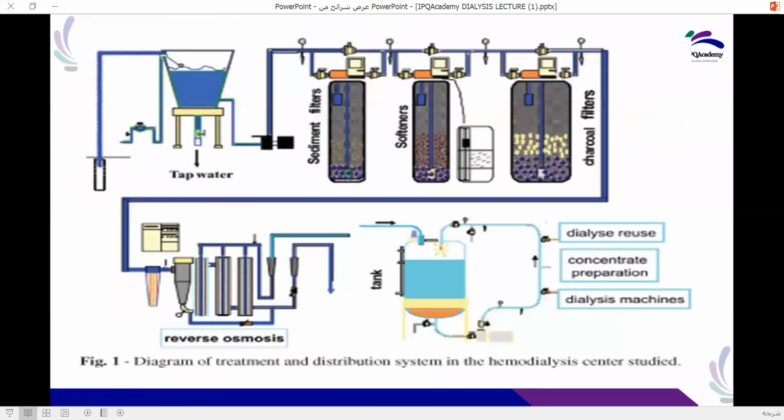Here is another form of the water treatment station. Here is the tap water, different filters as you see, and reverse osmosis. And here is the tank carrying the product water, or the processed water.